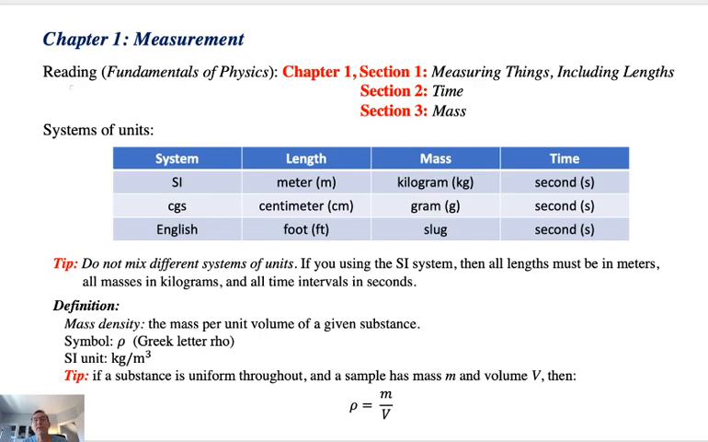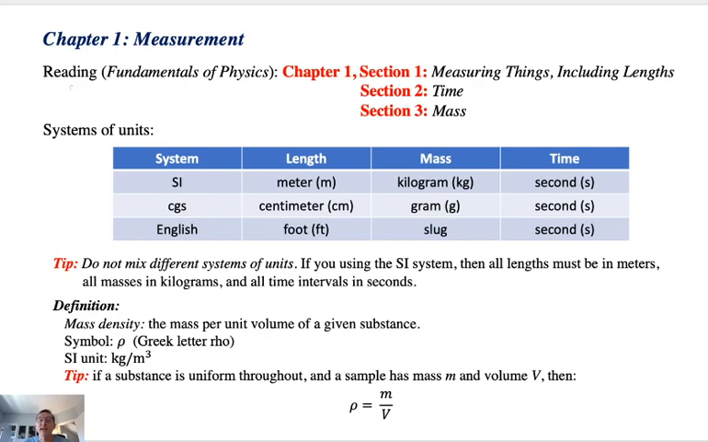Here's an important tip, and if you can remember this tip, it will save you lots of lost points on quizzes, homework, and tests, because it is one of the most common mistakes with units. And the tip is that you cannot mix different systems of units. In other words, when you are in a given row, such as the top row with the SI system, you must work only within that row. Every length must be in meters, every mass must be in kilograms, and every time must be in seconds. Okay? You cannot mix rows from this table.